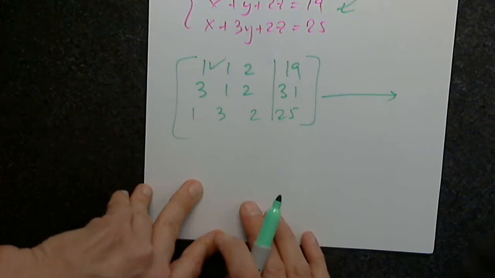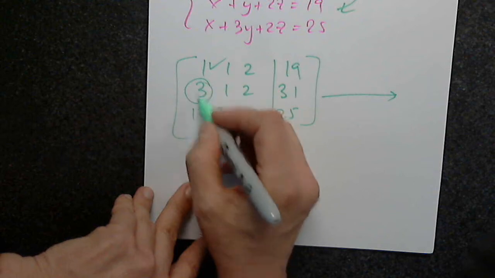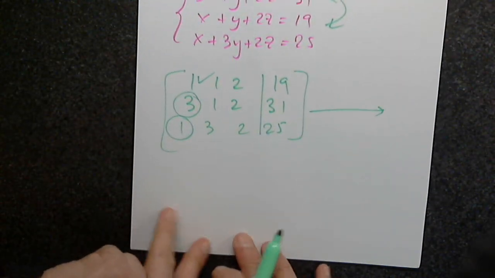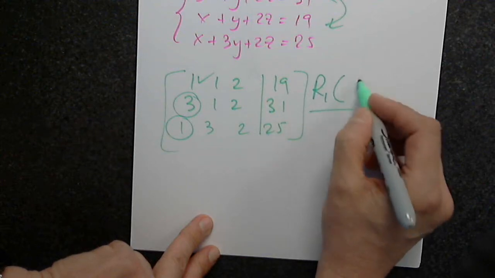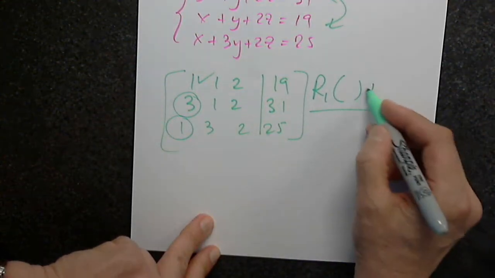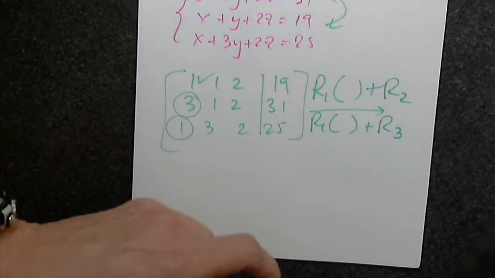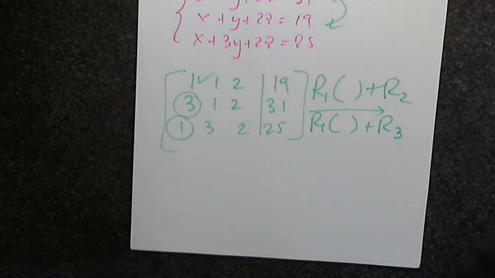So this is accomplished, but now I need a 0 here and here. So I will have row 1 multiplied by a number and added to row 2, and also row 1 multiplied by a number and added to row 3. So now let's think and see what we need to add in there.